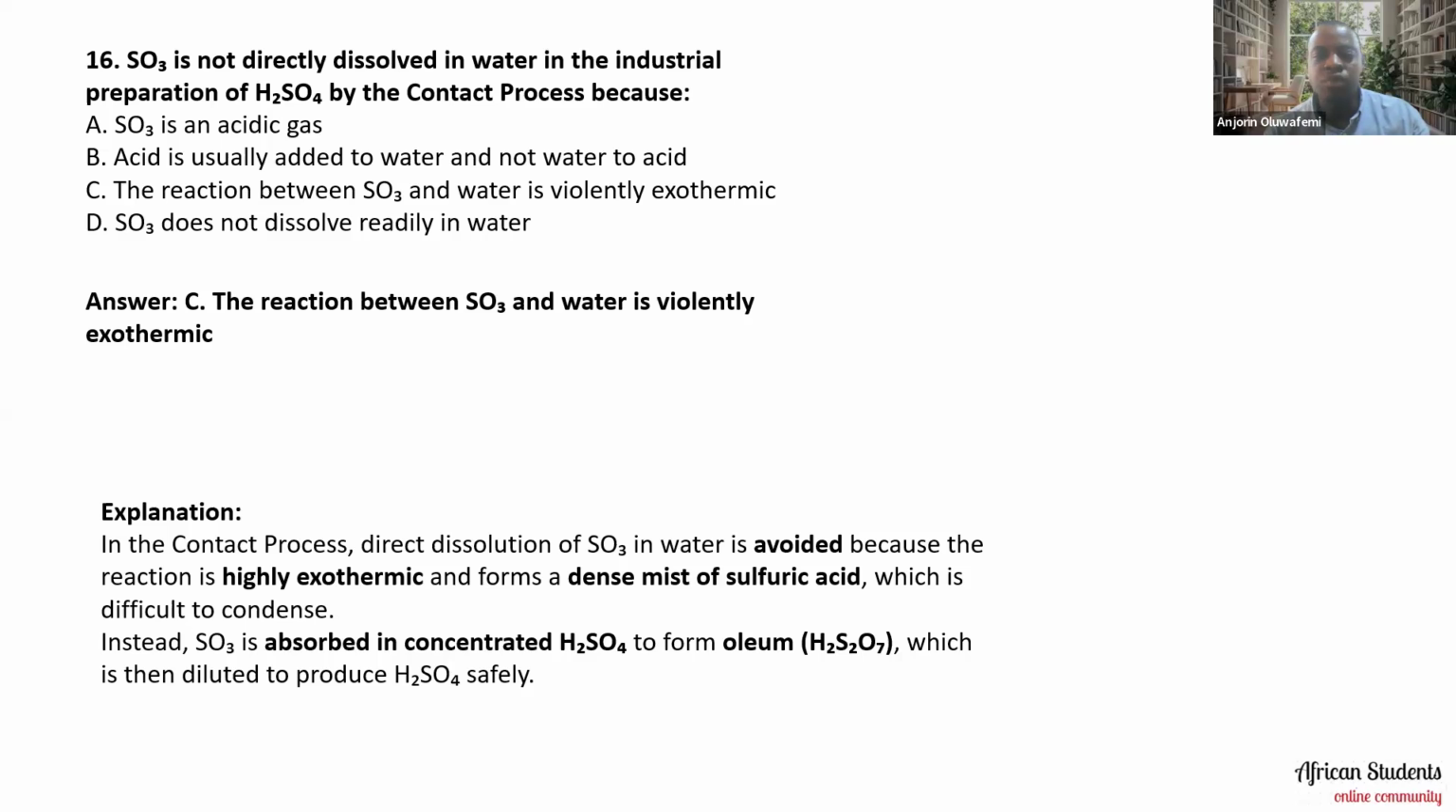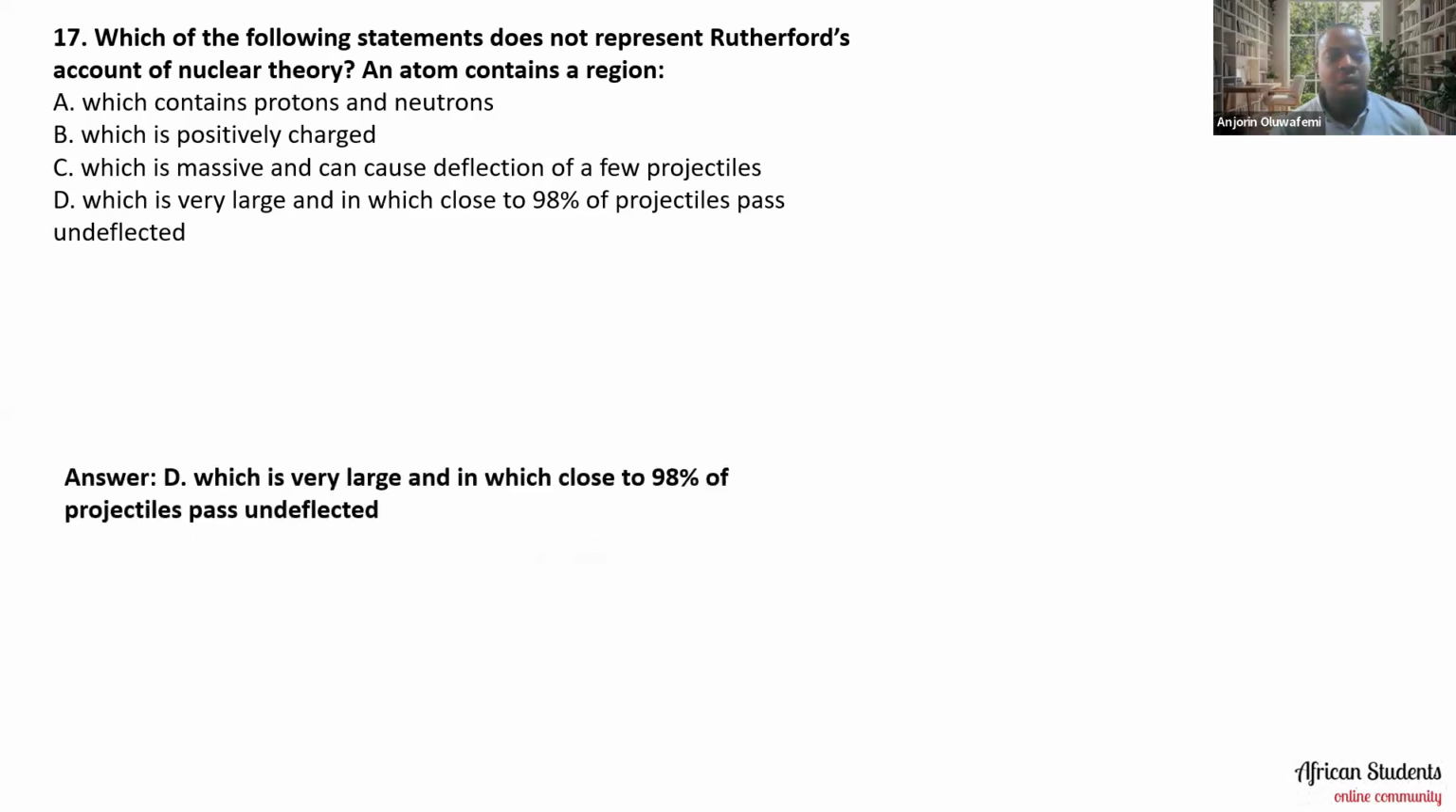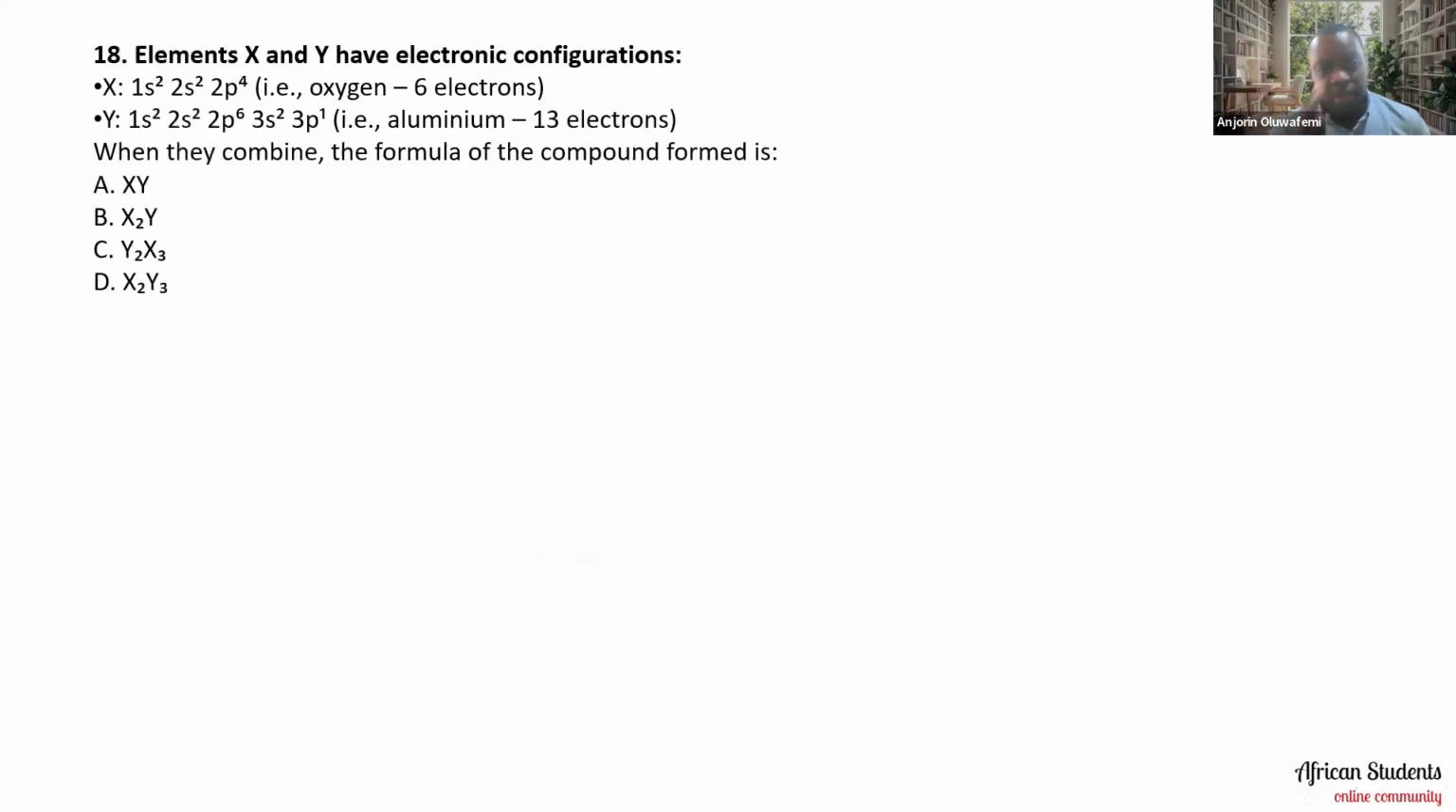So I want to move on now to the next one, which is question 17, if I'm correct. Which of the following statements does not represent Rutherford's account of nuclear theory? A, an atom contains a region which contains protons and neutrons. B, an atom contains a region which is positively charged. C, an atom contains a region which is massive and can cause deflection of a few projectiles. D, an atom contains a region which is very large and in which close to 98% of projectiles pass undeflected. So the answer to this is actually option D, and it's because an atom contains a region which is very large in which close to 90% of projectiles pass undeflected. So that's the answer to that one.